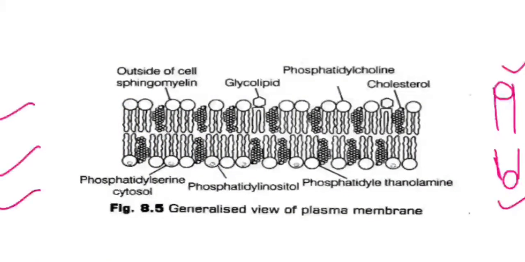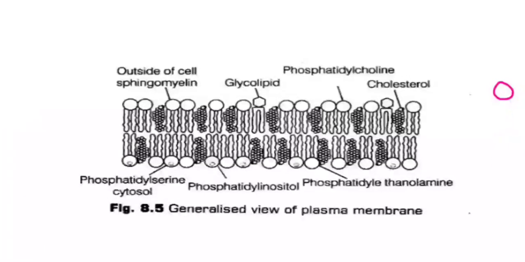Now this structure shows how the lipids are arranged. Here it is written glycolipids, phosphatidylcholine, cholesterol and sphingomyelin. Phosphatidylcholine is a type of lipid, and cholesterol is again a kind of fat or lipid. Sphingomyelin too; these all are types of lipids.